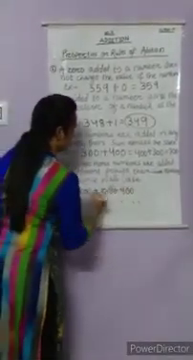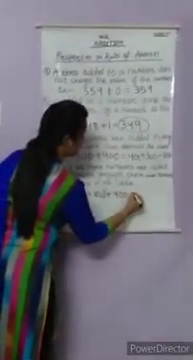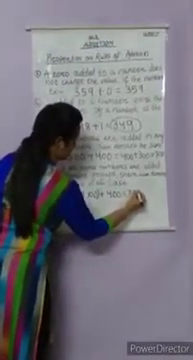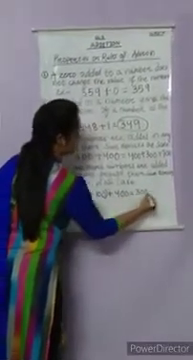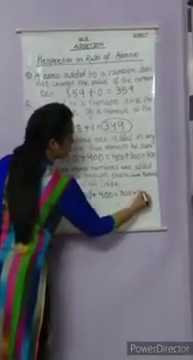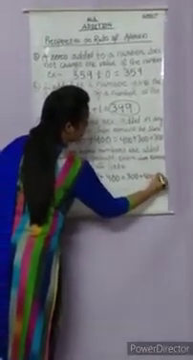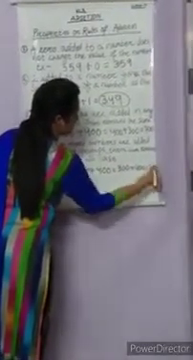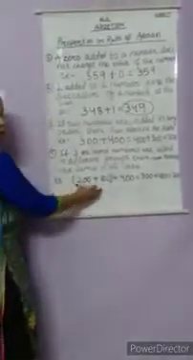So let's see, 200 plus 100 is how much? 300. 300 plus 400 is 700. Okay, so this one was the first grouping.